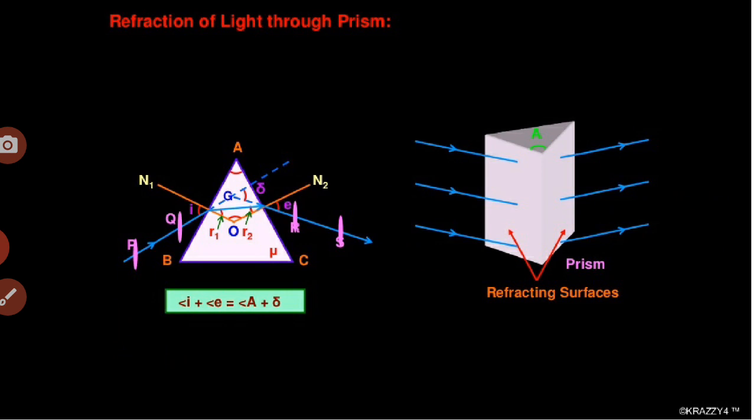The peculiar shape of the prism makes the emergent ray bend at an angle to the direction of the incident ray, and this angle is called the angle of deviation, that is delta. In this case, angle D is the angle of deviation. Mark the angle of deviation in this figure between the incident ray and the emergent ray at the AC surface, that is delta, as can be observed.